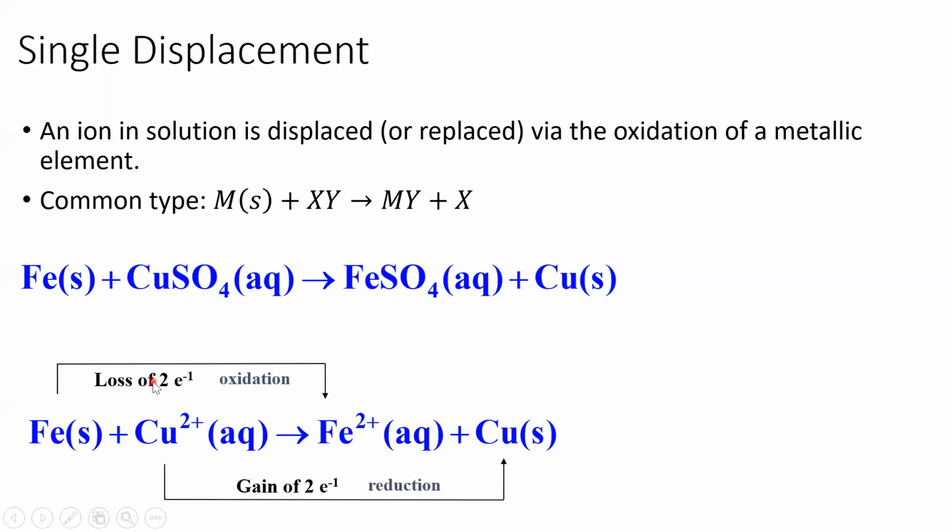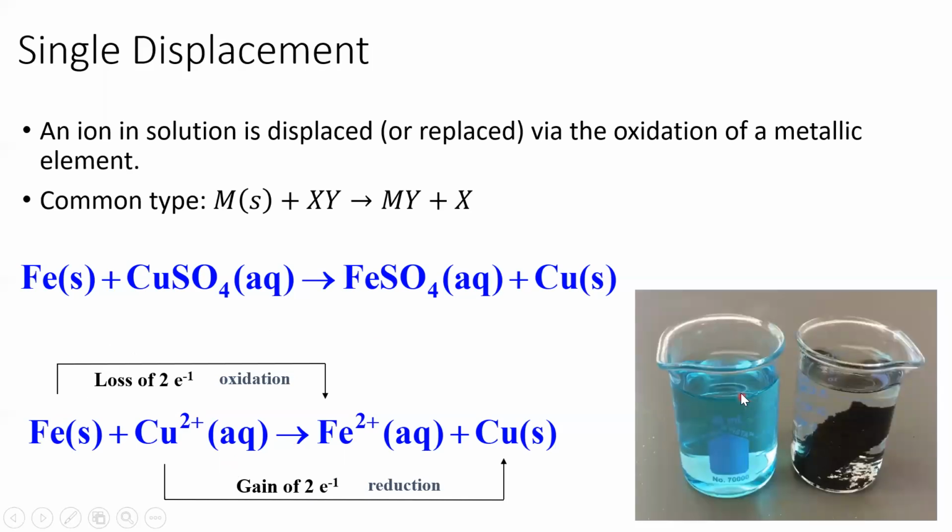And where do these electrons go? Well, they can't just disappear. They're going to be gained by the copper ions. The copper ions are going to go from a +2 oxidation number to a 0 oxidation number. The copper ions are going to be reduced. So we have an oxidation and a reduction taking place. This is a redox reaction. We have 2 electrons being lost by the iron, and those 2 electrons are going to be gained by the copper ions.